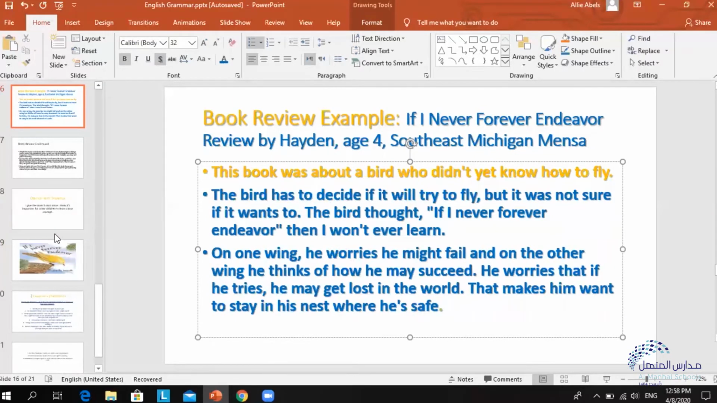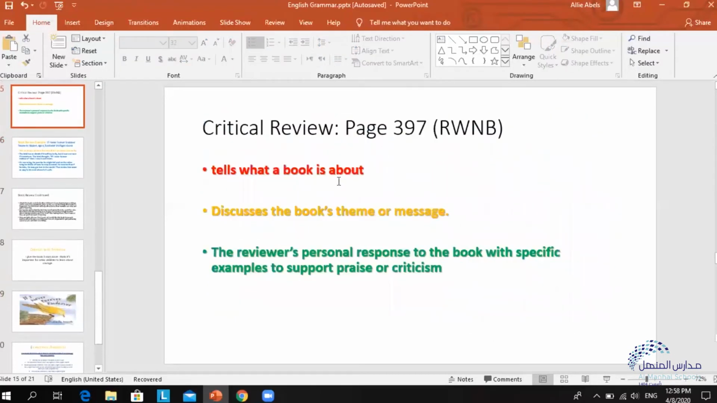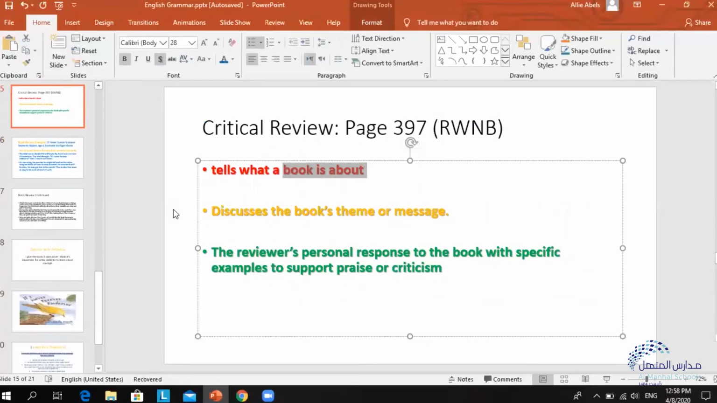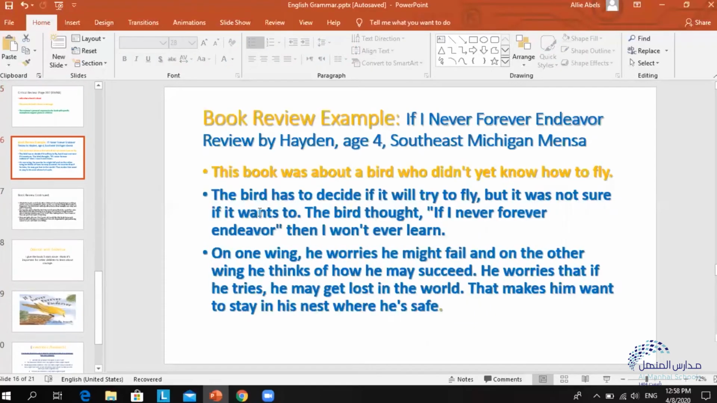So, what did he do? He included the first point. He told us what the book was about. Secondly, now he's telling you what the story is about. The bird had to decide if it will fly, right? But the bird was not sure.